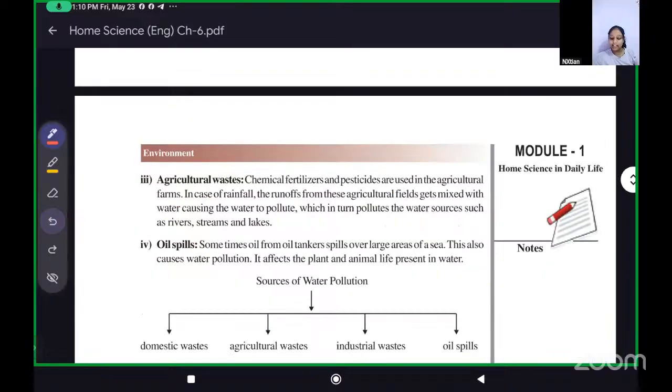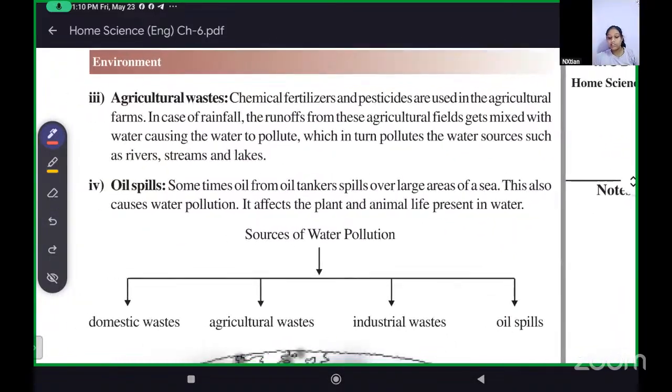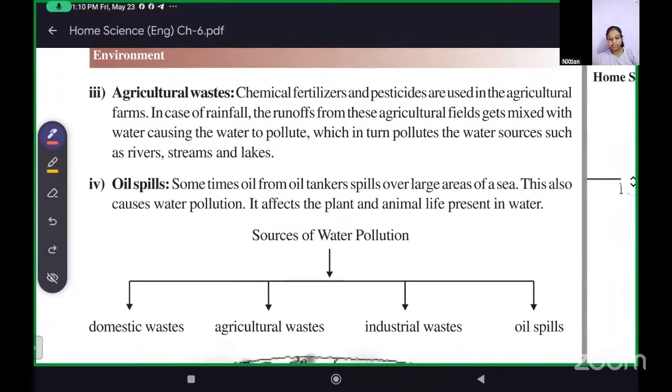Then there is agricultural waste: chemical fertilizers and pesticides that are used in agricultural farms. In case of rainfall, the runoff from these agricultural fields gets mixed with water, causing the water to get polluted, which in turn pollutes the water sources such as rivers, streams, and lakes.